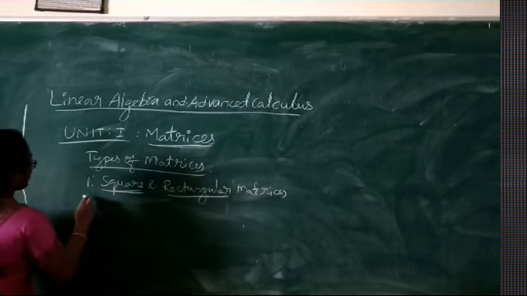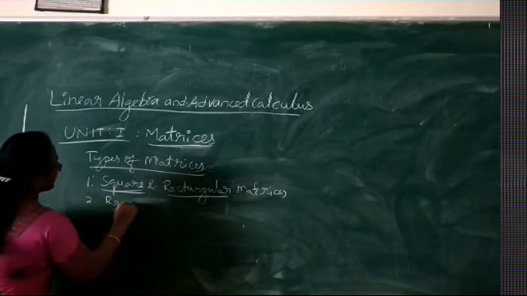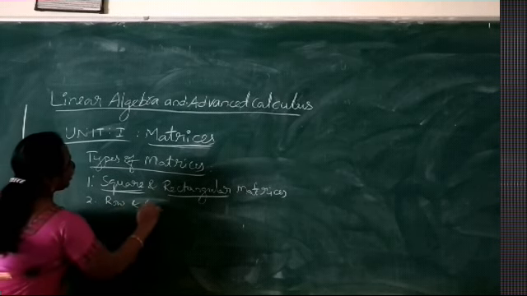Now let us see what the second matrix is. Second type of matrix, row and column matrix.